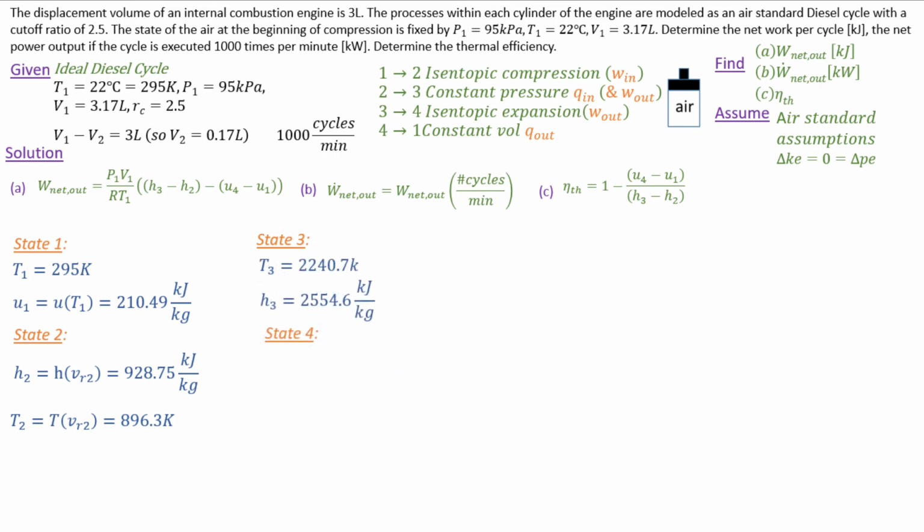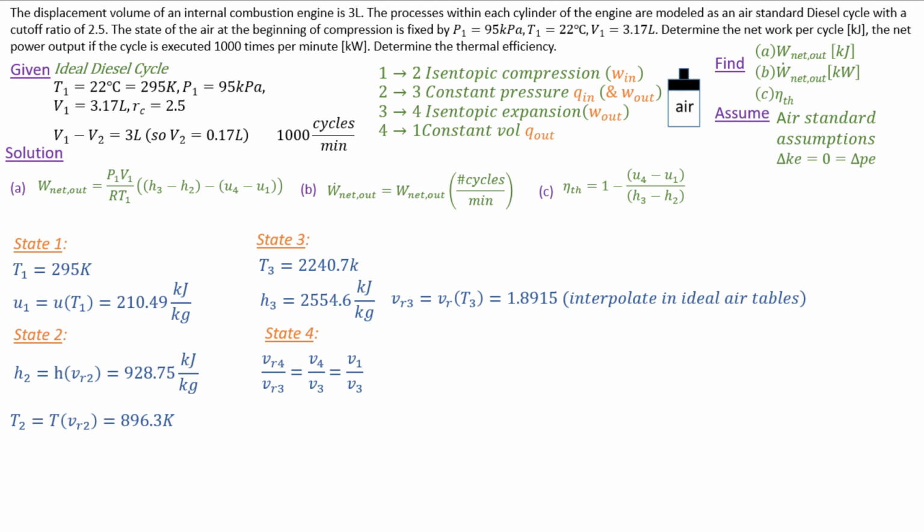So what do I need at state 4? I need u4. Between 3 and 4, I can apply an isentropic relationship because I have an isentropic expansion process. I'm going to pull off that vr3 value at T3. Once again, I'm going to have to interpolate. And I'm going to notice that V4 and V1 are equal to one another.